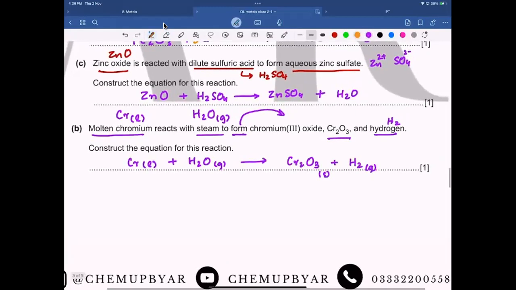Is my equation balanced? No. So how will we balance it? We will place 4 at chromium on the left side, and 6 on the steam. Then in chromium oxide, 2, and in hydrogen, 6.